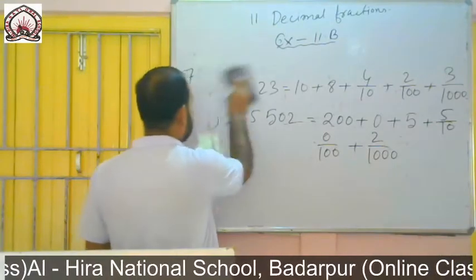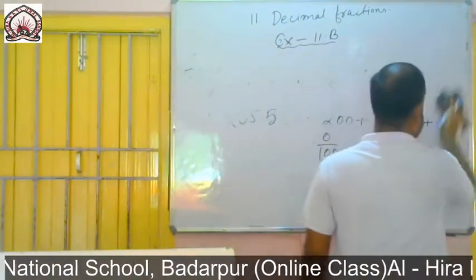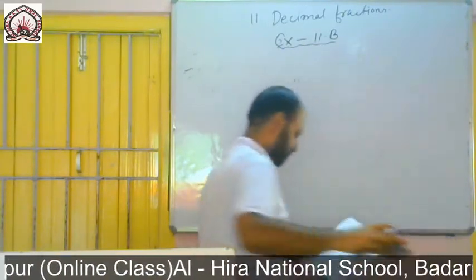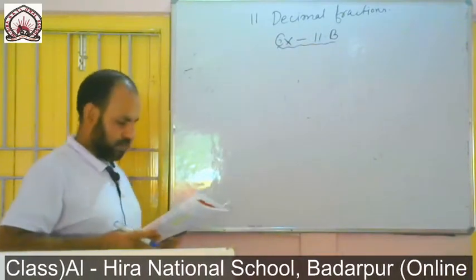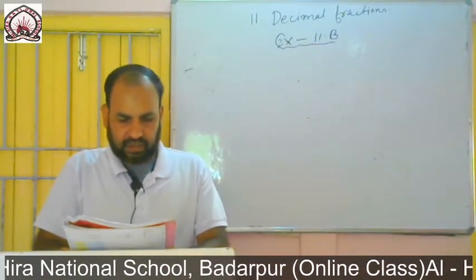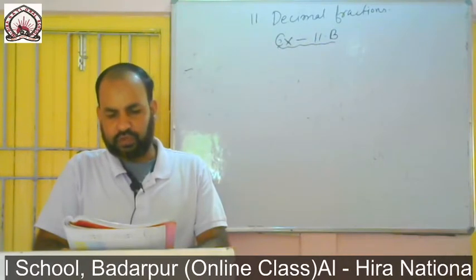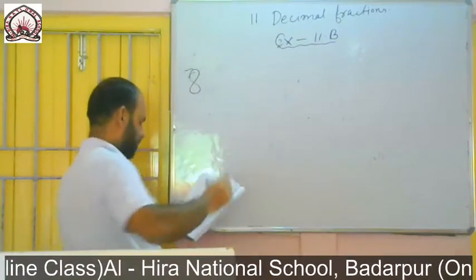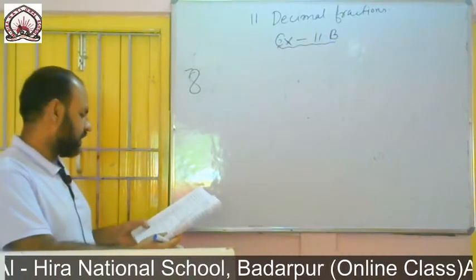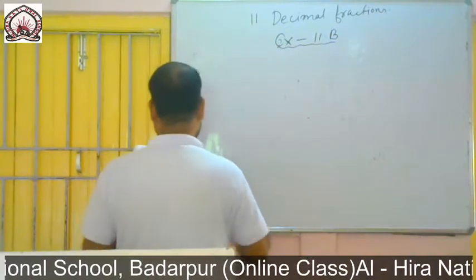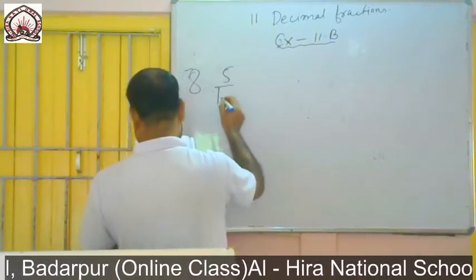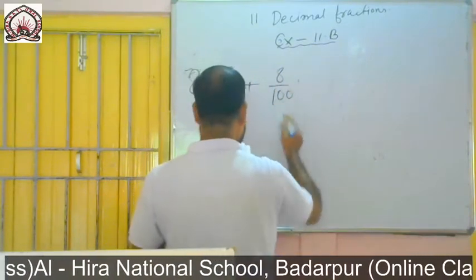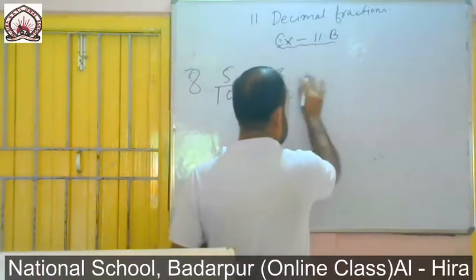Next, question number 8. Fill in with short form or decimal form. So the first is 5 by 10 plus 8 by 100.